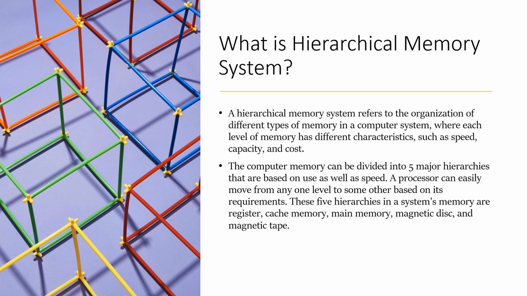The computer memory can be divided into five major hierarchies that are based on use as well as speed. A processor can easily move from any one level to some other level based on its requirements. These five hierarchies in a system's memory are register, cache memory, main memory, magnetic disk, and magnetic tape.